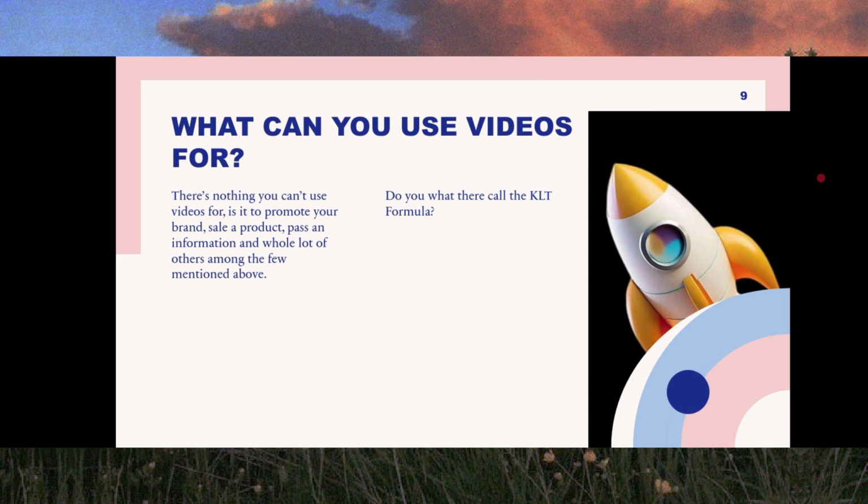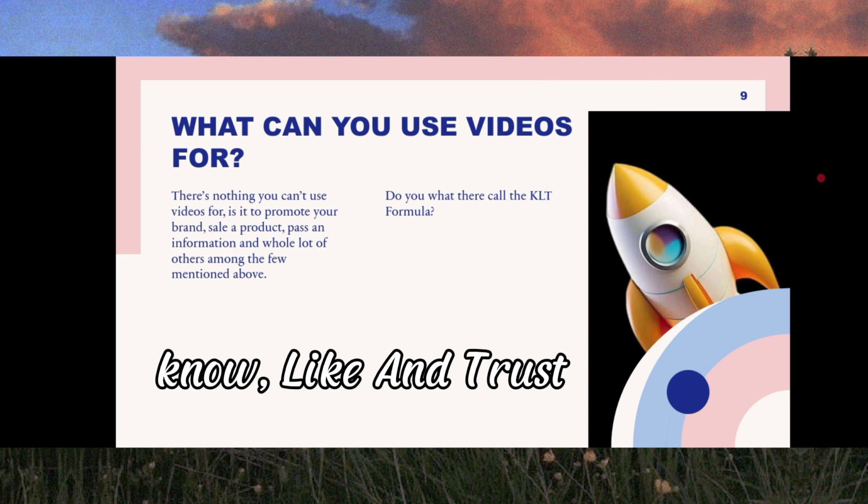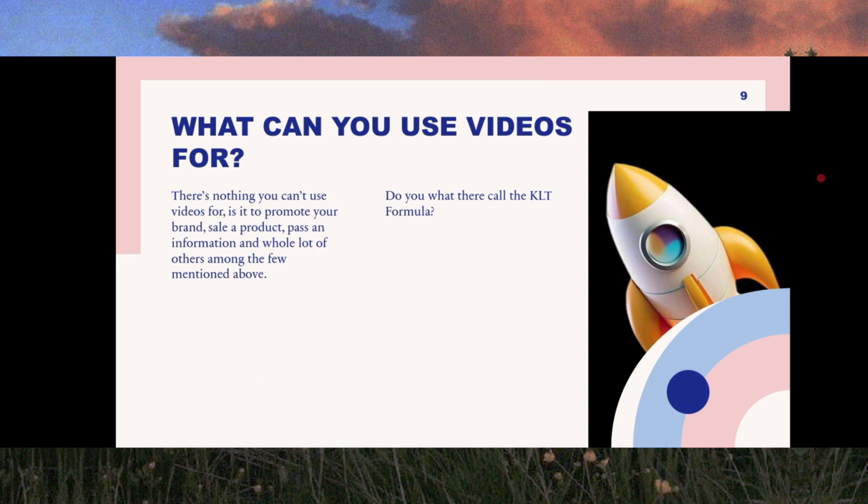Yeah, I wrote something. Do you know what they call the KLT formula? The KLT formula simply means know, like, and trust. So if you have these three in your hand, you will first of all make your customer know you. You will make your client like you, and you will make them trust you. And when you know this, if you become a video editor, you are going to thrive higher in your video editing mastery. So let's go forward.